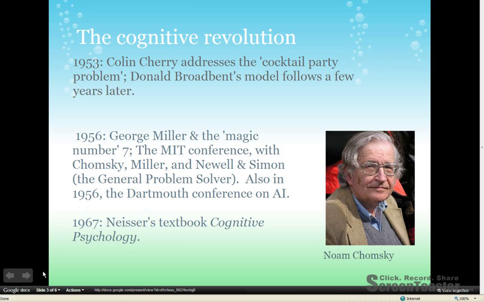1956 was a big year for the cognitive revolution. George Miller published his paper on memory, in which he talked about the magic number 7 plus or minus 2, again showing that there were capacity limitations on human cognition. There were also two big conferences in that year in the United States. There was one at MIT, which featured Chomsky, George Miller, and Newell and Simon. And there was a conference at Dartmouth University on the topic of artificial intelligence. And then several years later, in 1967, after various theorists and researchers had been developing these ideas, Ulrich Neisser published the textbook Cognitive Psychology. So this was the first book to have cognitive psychology in the title.